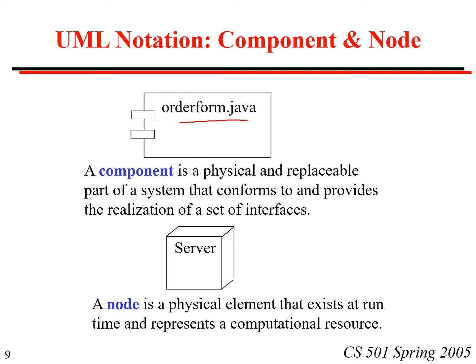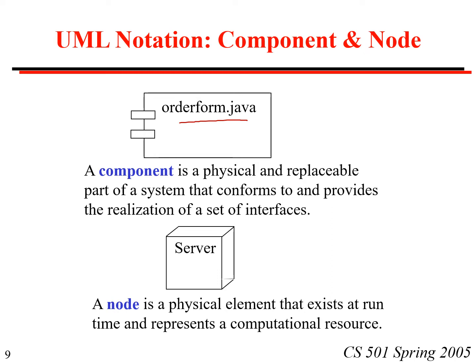And .java is an extension, because I have told you a component deals with software files, software packages or modules. So it will have one extension or another with its name. So OrderForm.java is basically a Java file or artifact.